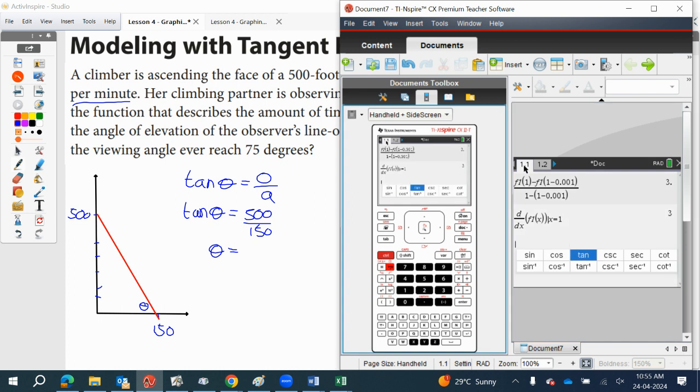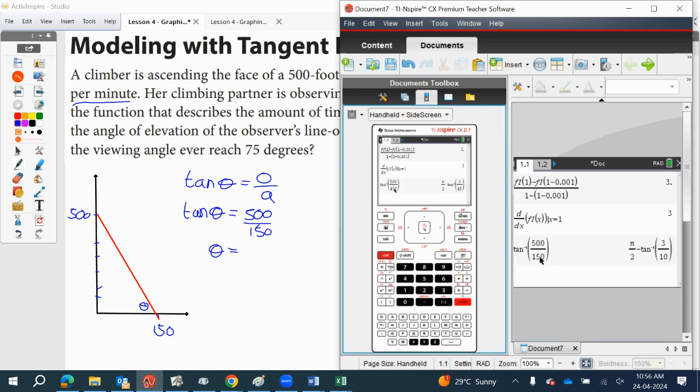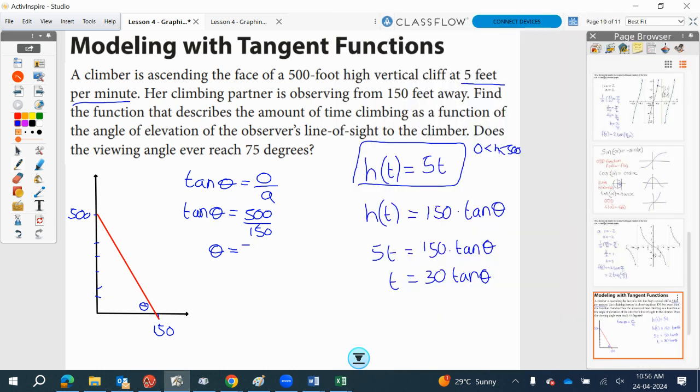So theta is equal to arctan of 500 over 150. It's 1.28 radians. Let's have it in degrees: 73.3 degrees. So the domain of this function goes from 0 up to 73.3 degrees.